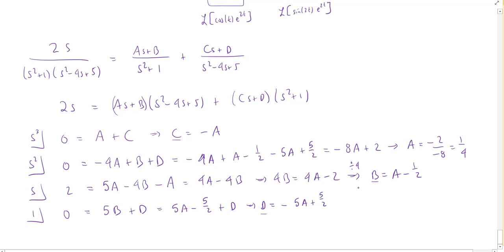Okay, so what do we have? We have a is equal to 1/4. b is a minus a half, so that's a fourth minus a half, that's negative a fourth. c is just the opposite of a, so that's also negative a fourth. And d, okay, negative 5 times a plus 5 halves. Well, a is a fourth, so this is negative 5/4 plus 5 halves. So that's 5 halves minus 5/4. That's just 5/4 again.